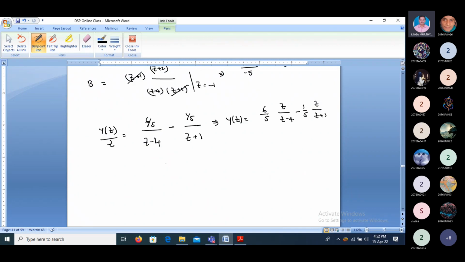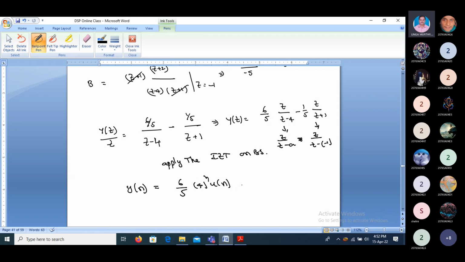Again you can apply the inverse z transformation now. Apply the inverse z transformations on both sides. We obtain the system solution, that is y of n is equal to 6 by 5 into 4 power n into u of n, because of the z by z minus a form. Here also the same thing, it is z by z minus of minus 1. So nothing but minus 1 by 5 into minus 1 whole power of n into u of n. So this is the response, forced response.